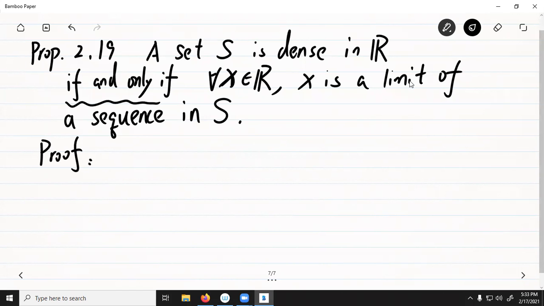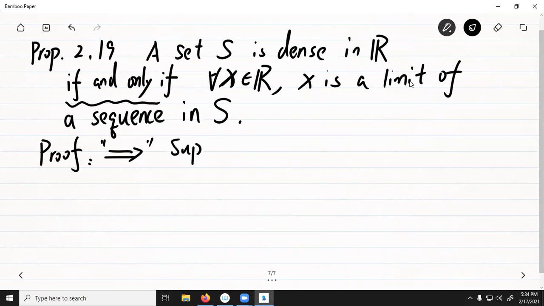This is an if and only if, so we need to have two directions. Let's look at this direction. We suppose S is dense in R. Then we want to prove that for any real number X, we can always find a sequence in S such that this sequence has the limit X.